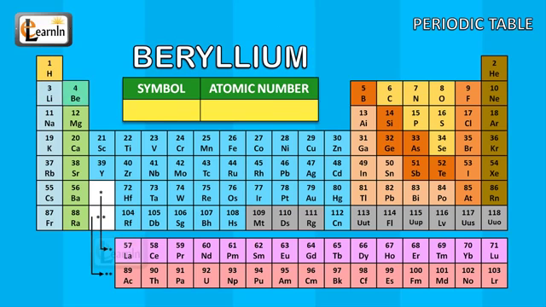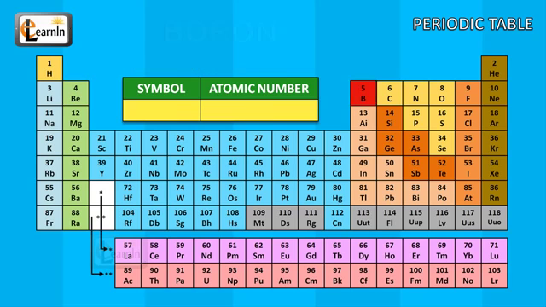The element beryllium is represented by Be and has an atomic number of 4. The element boron is represented as B and has an atomic number of 5. The element carbon is represented as C and has an atomic number of 6.